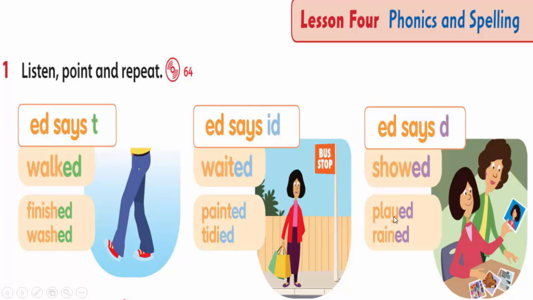Okay, ed says d. Showed, showed. Played, played. Rained, rained. So here we have words which end with ed. We can pronounce it as t, id, or d. Walked, finished, washed, waited, painted, tidied, showed, played, rained.